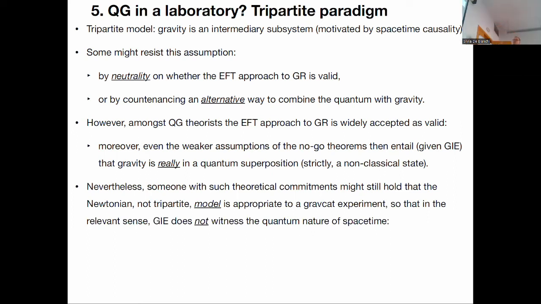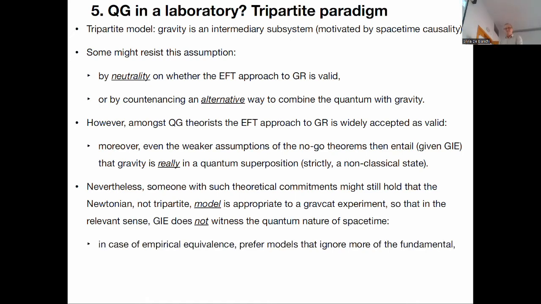So you can have all those commitments and still be forced to think that the Newtonian model is the right way to describe this experiment, and so this doesn't count as properly quantum. And there's a principle one might back that up with: if I've got two models that are empirically equivalent, the intuition is that I should prefer the simpler model. It's better to ignore as much of the fundamental stuff as possible, just as I don't have to use general relativity to understand why I'm stuck on the floor. And that does take you to the Newtonian model rather than to the tripartite model.